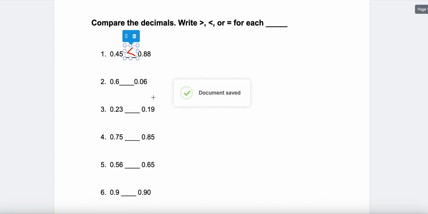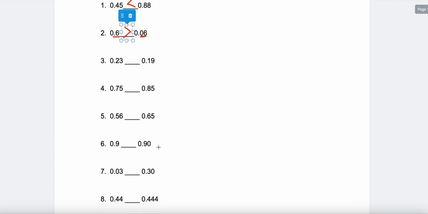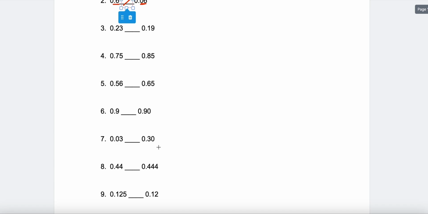For number 2, 0.6 and 0.06. So look at the same place. There's 6 here, but it's 0 here. So 0.6 will be greater. So it'll be 0.6 is greater than 0.06. Try number 3, 4 on your own.